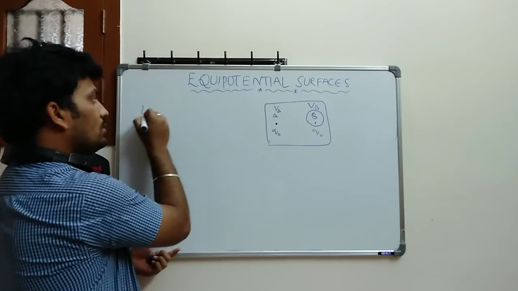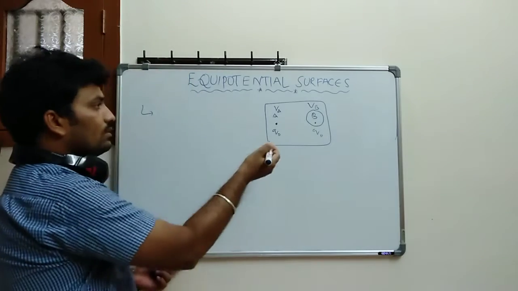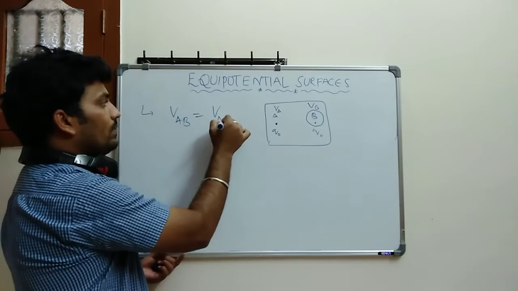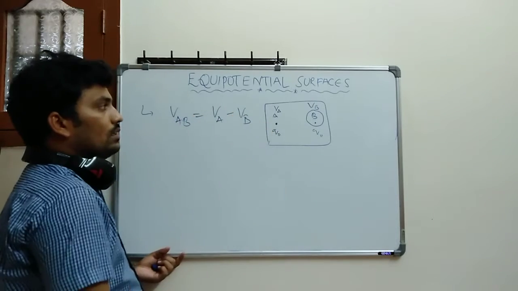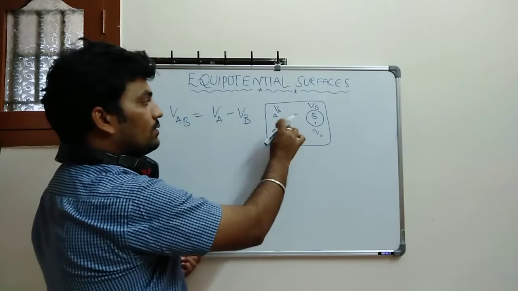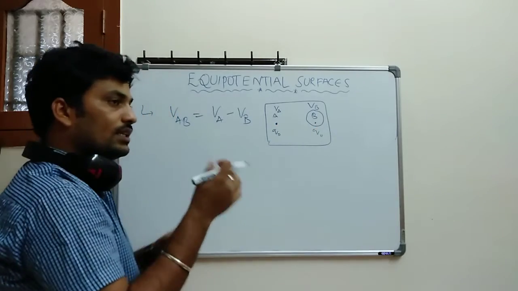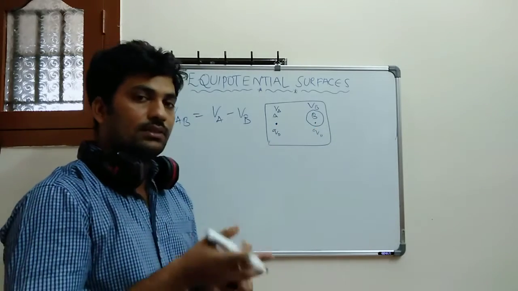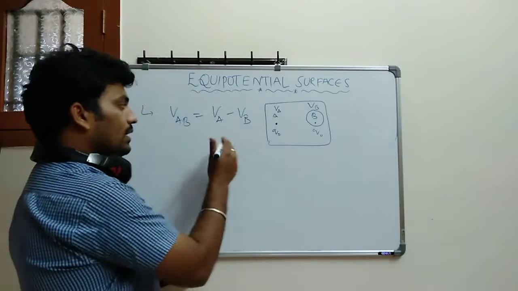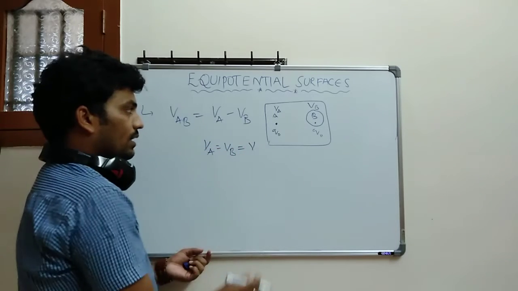I can write, so that is a basic quantity. That's the basic first quality I am going to discuss. VAB is nothing but VA minus VB. If the potential is the same, even though I am changing the charge from one point to another point, if the potential remains constant on the surface, that surface is called an equipotential surface. So I am taking that as a condition: VA is equal to VB, which is nothing but V.